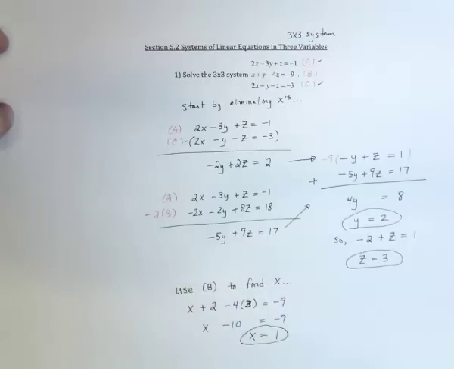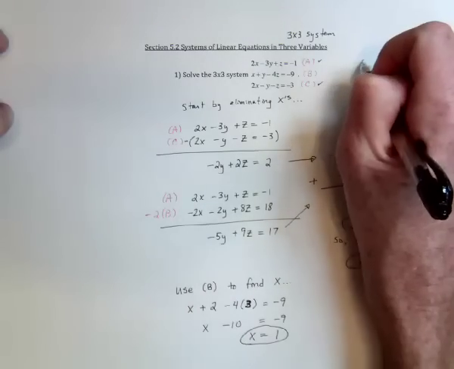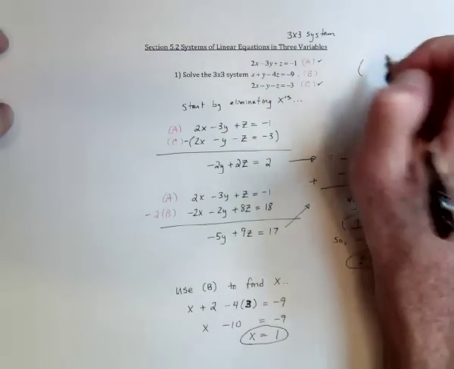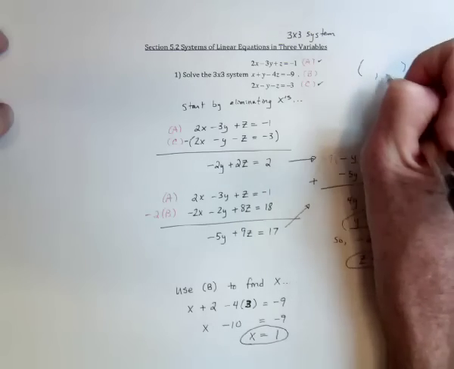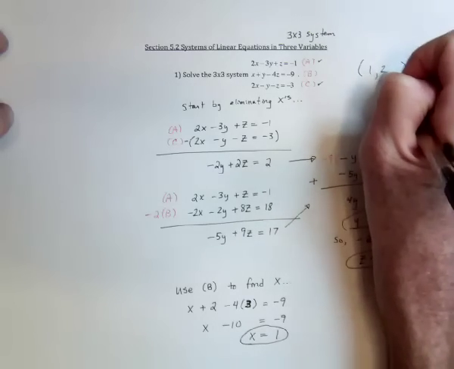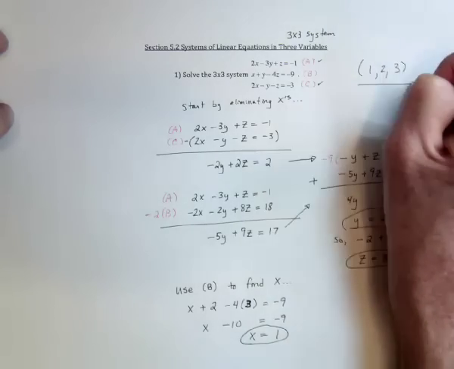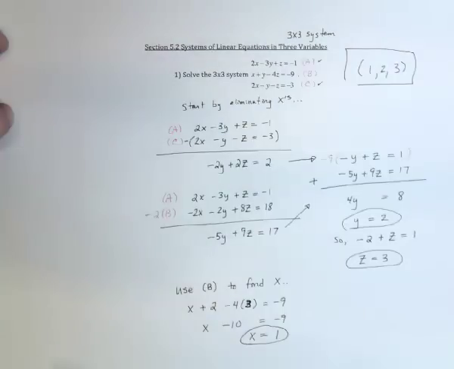And then finally, because this is a point in space where these three planes are intersecting, write it as a point x, comma y, comma z. So it's 1, 2, 3.